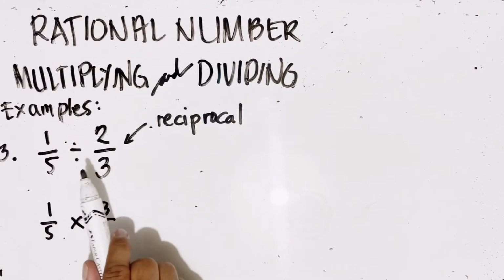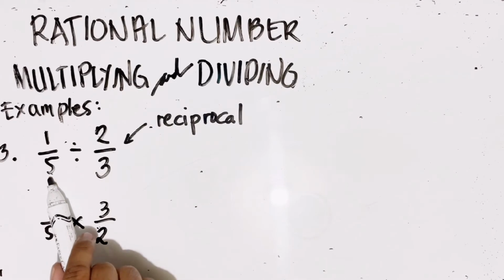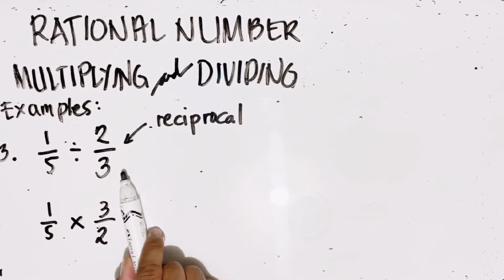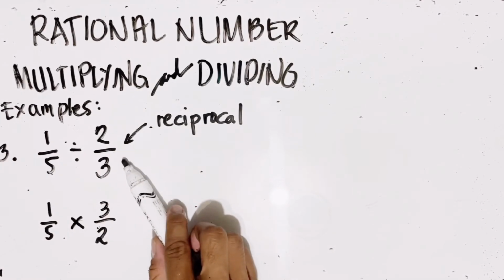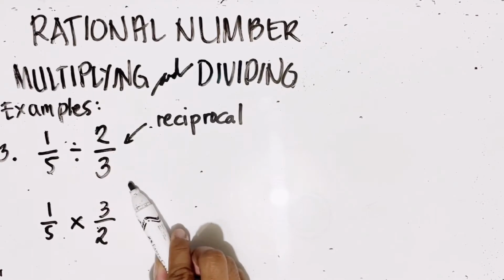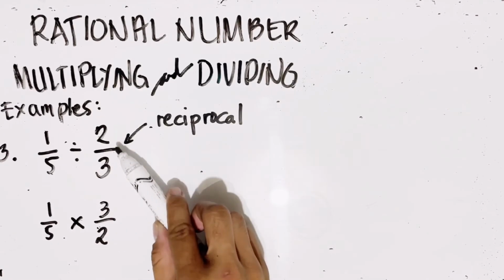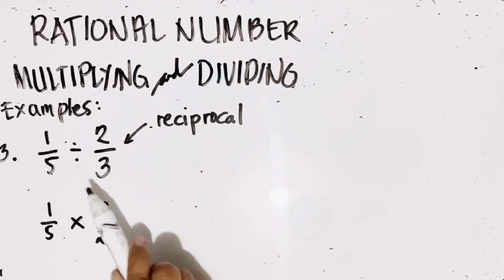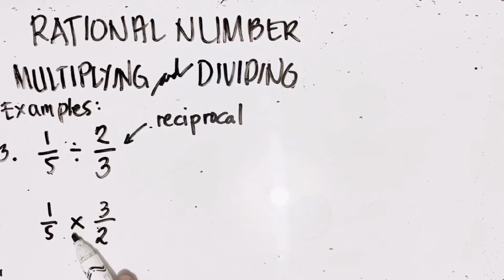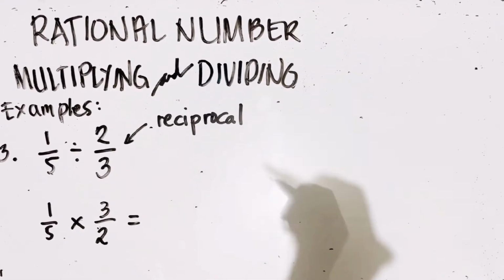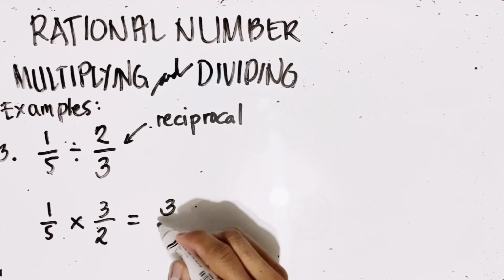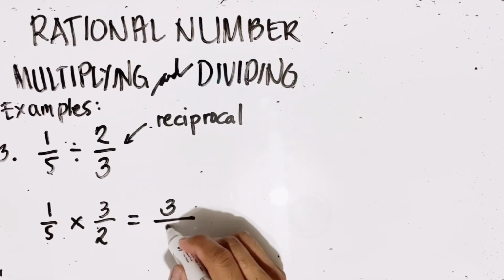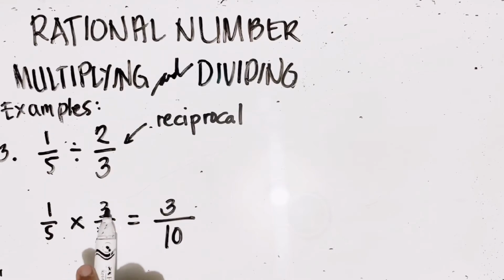Again, when you have a fraction that is being divided by another fraction, the first thing that you should do is the reciprocal of the divisor, or the second fraction. So the reciprocal of 2/3 is 3 over 2. Then change division to multiplication, and then proceed to multiplying rational numbers. 1 times 3 is 3. 5 times 2 is 10. Numerator times numerator, denominator times denominator.